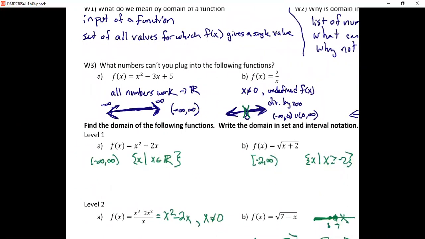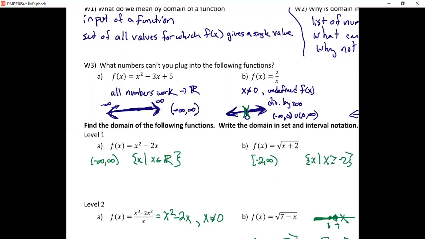So for the warm-up 3 that I have here, the way that I look at all these problems is I identify the function name, and then after I identify the function name, I say, what is the domain of that function? So for 3a, this is a quadratic function, and the domain of a quadratic is all real numbers.